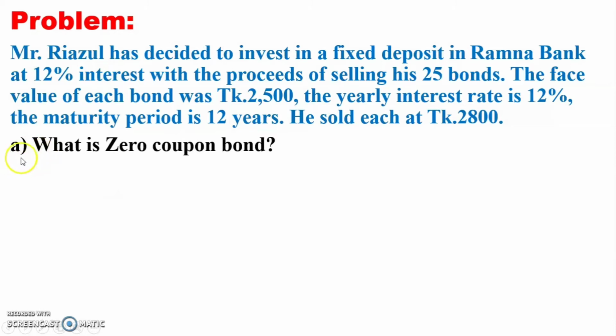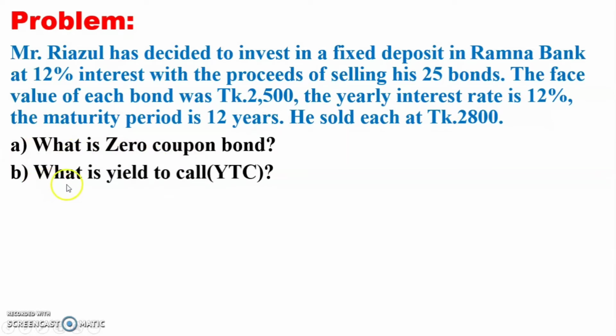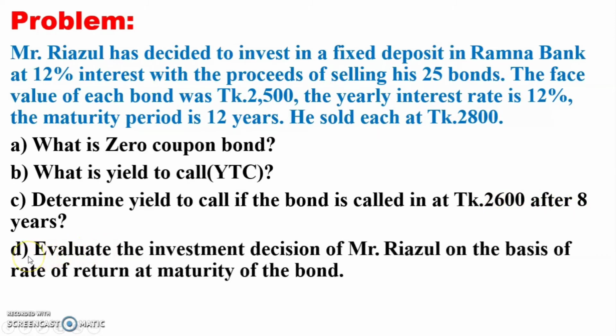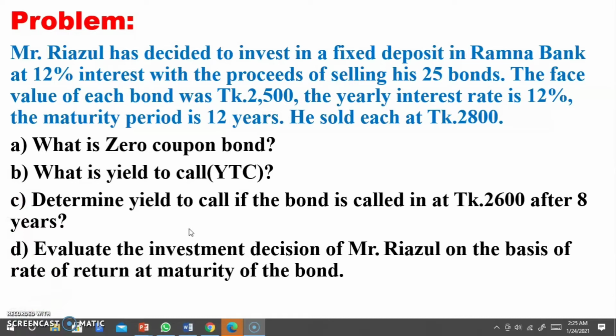We require the following questions. Question number A. What is zero coupon bond? Question number B. What is yield to call or YTC? Question number C. Determine yield to call if the bond is called in at Taka 2,600 after 8 years. And question number D. Evaluate the investment decisions of Mr. Riazul on the basis of rate of return at maturity of the bond. Dear students, let's see the solutions.